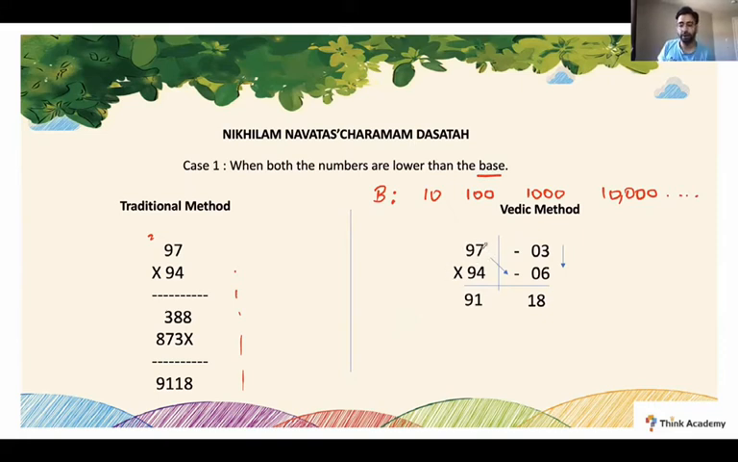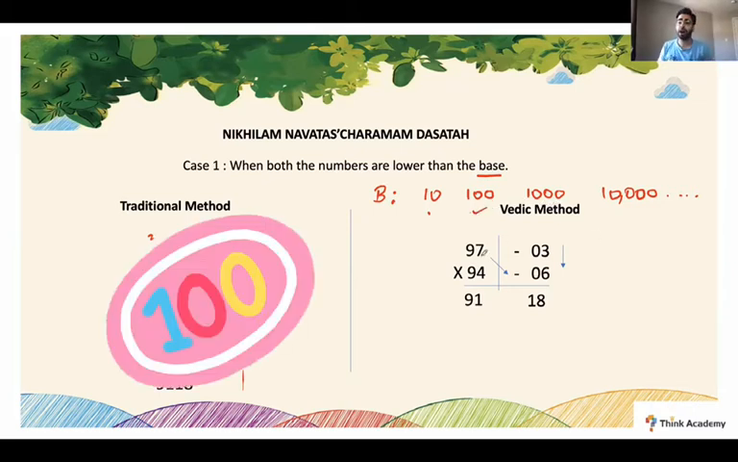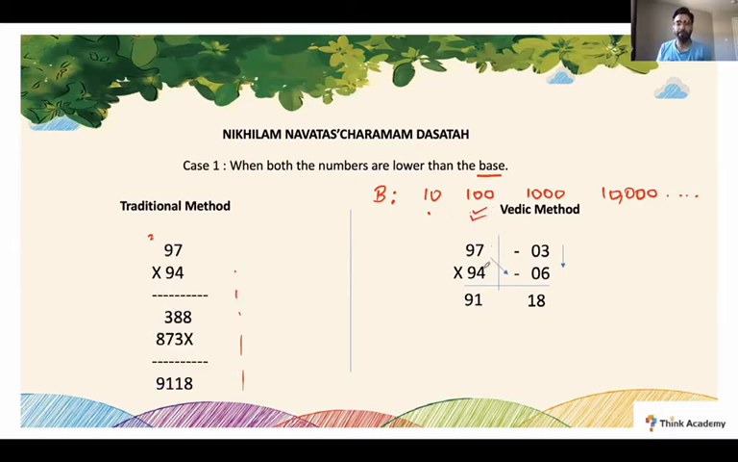Now look at the two numbers you're multiplying. The base they are closest to will be the base. So 97 is closest to 10 or 100 or 1,000? 100, right? So the base is 100. 94 similarly has the base as 100. Now, Vedic math gives you a way to multiply two numbers when they are lower than their base. If both the numbers are lower than their base, the base is 100 for both. Both are smaller than the base.